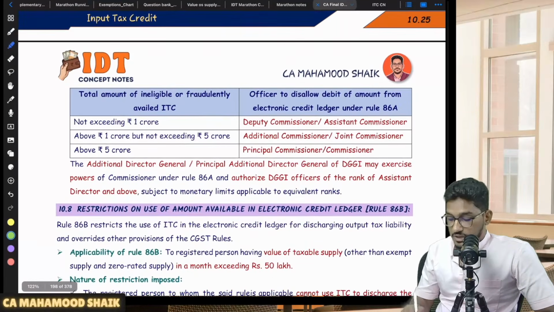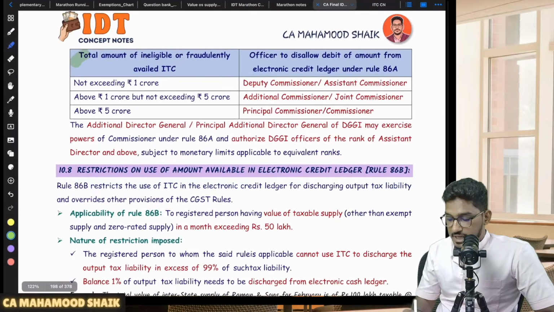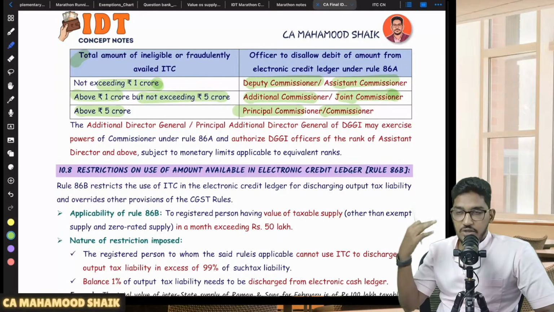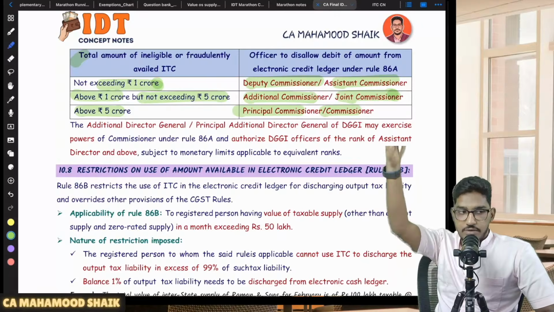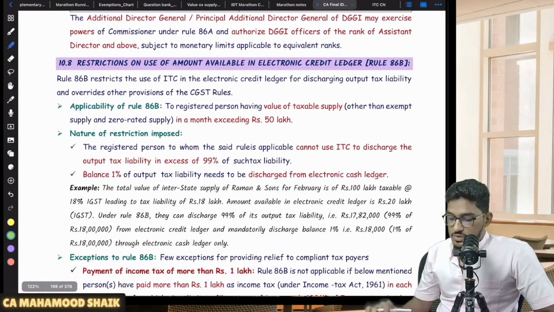Next. Here also authorities have been given. If the ITC which is wrongly availed or ineligible does not exceed 1 crore rupees, the proper officer to restrict the utilization is deputy commissioner or assistant commissioner. If the amount is above 1 crore but not exceeding 5 crore, additional commissioner or joint commissioner. If the amount is above 5 crore, principal commissioner or commissioner. It is a hierarchy: the higher the amount, the higher the level of officers who get the power to do that restriction. Next. So this is rule 86A.